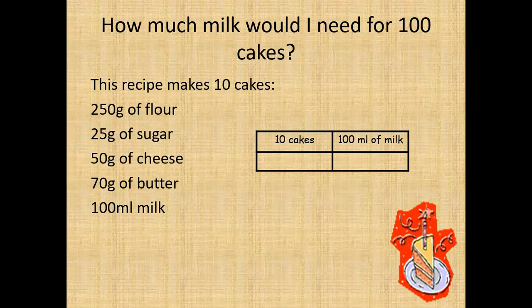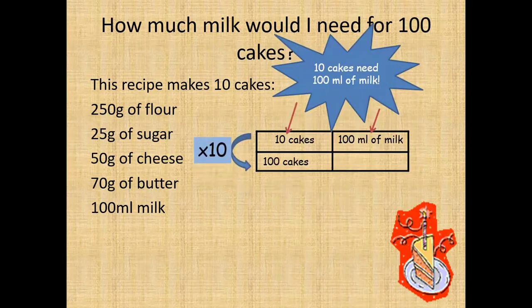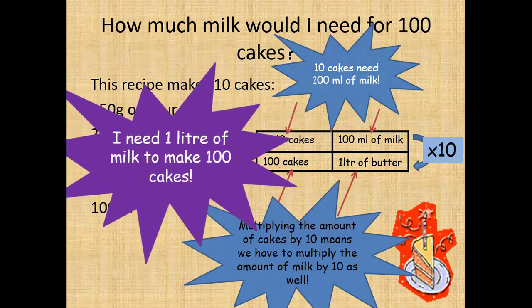How much milk will I need for 100 cakes? So what do I do to 10 to give me 100? I'll multiply everything by 10. If I do that, the milk will be 1 liter of milk. Oh, sorry, 1 liter of milk. I need 1 liter of milk to make 100 cakes.